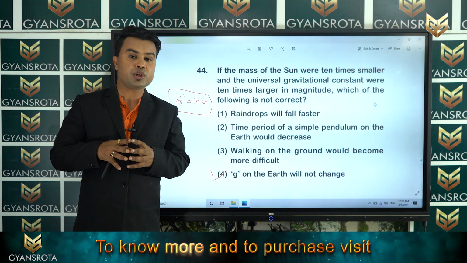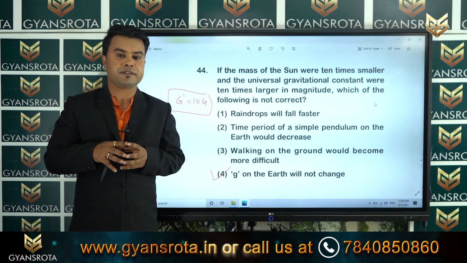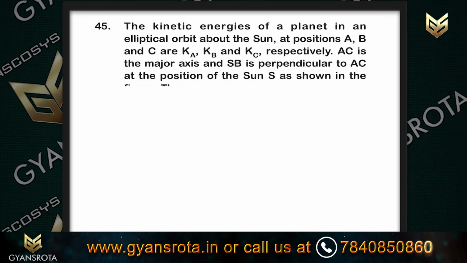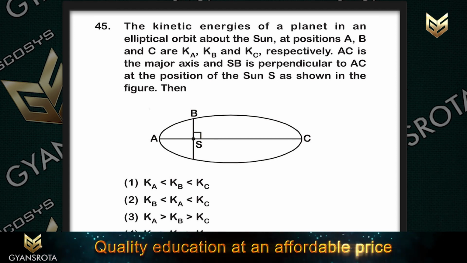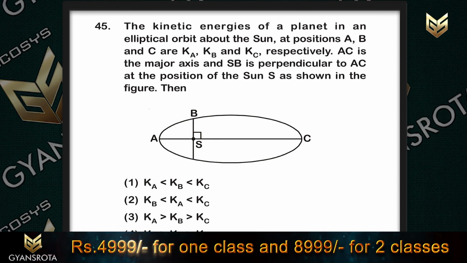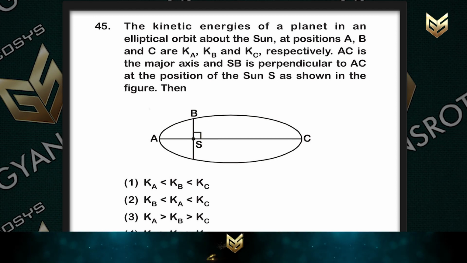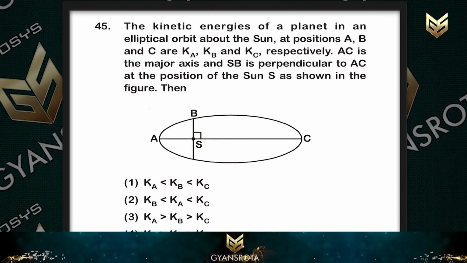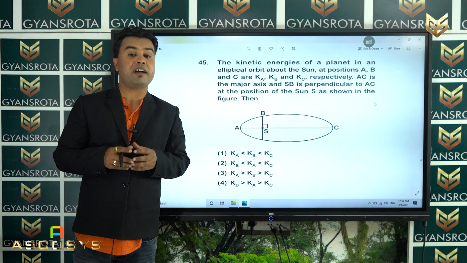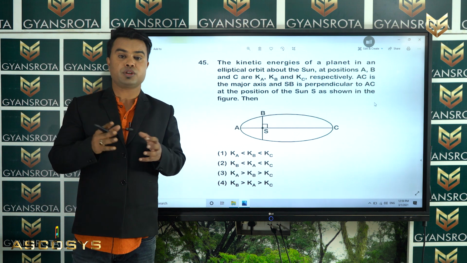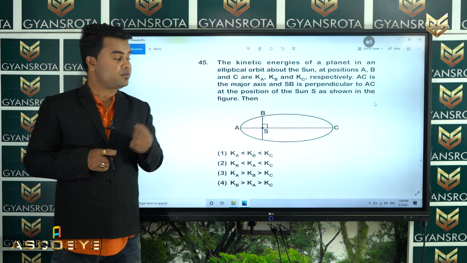Now let us move to the next question of this question paper, which is the last question, question number 45. The kinetic energies of the planet in an elliptical orbit about the sun at positions A, B and C are KA, KB and KC respectively. AC is the major axis and SB is perpendicular to AC at the position of the sun as shown in the figure. Then if you see the question, it is from the chapter gravitation of class 11 and it is from the topic Kepler's planetary law, where sun is kept at one of the foci.